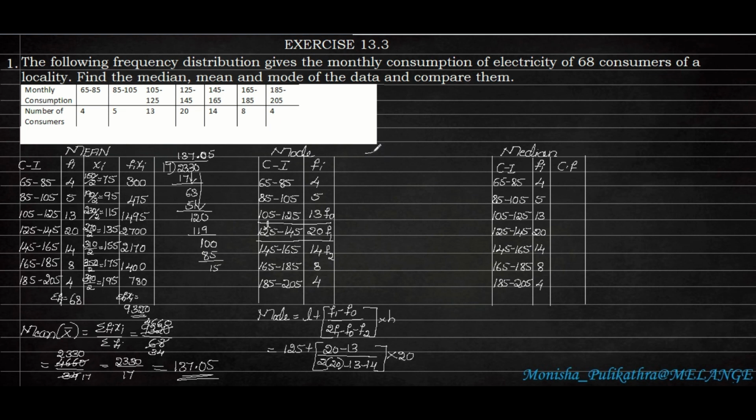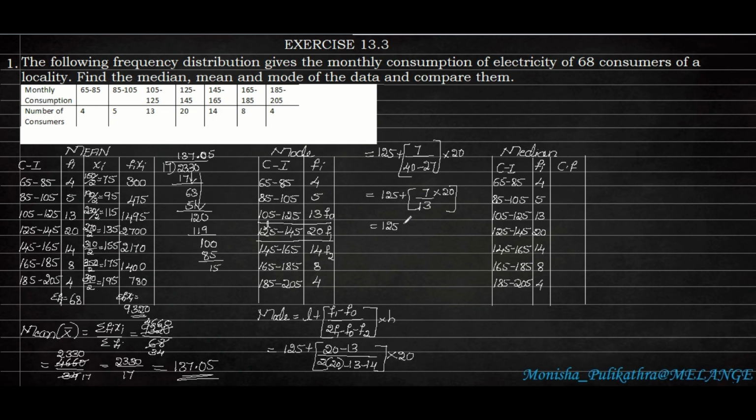Okay. So mode is equal to 125 plus 20 minus 13 is 7, divided by here 40 minus 27, which is minus into minus, which is plus here. So 125 plus 7 divided by 40 minus 27 is 13, into 20. Now we can't divide 30 and 20 with the same number. So we can multiply these two things.